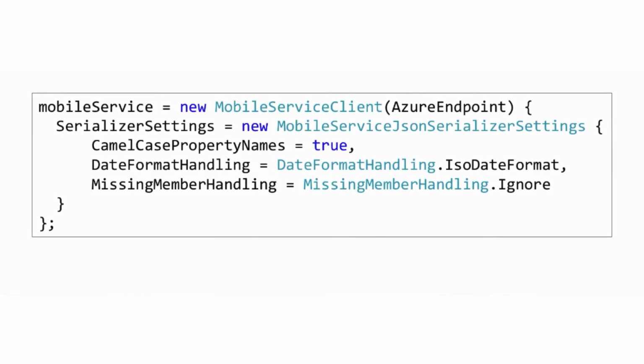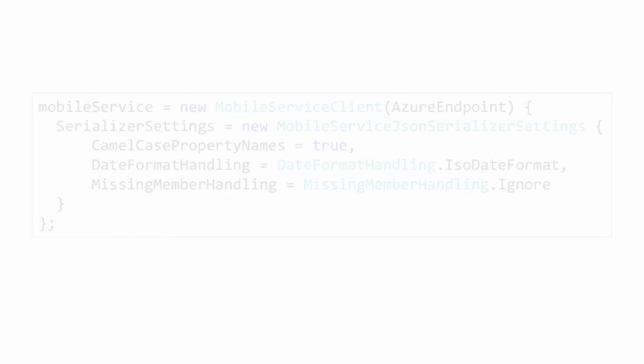Finally, one other customization point is the parser itself. When you create the mobile service client, you can set some additional properties on it. One of the most common is the serializer settings property. This allows you to customize how the JSON parser works with the data being sent or received from the service. For example, you can change how casing is handled, how dates are handled, or how missing fields in the data are processed.